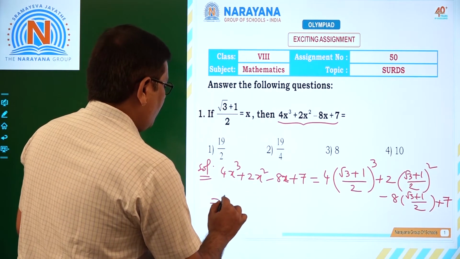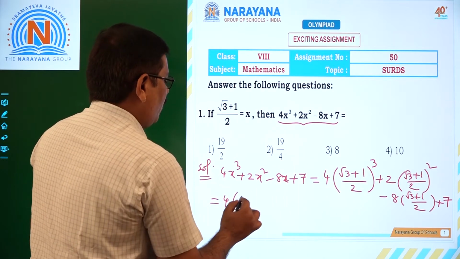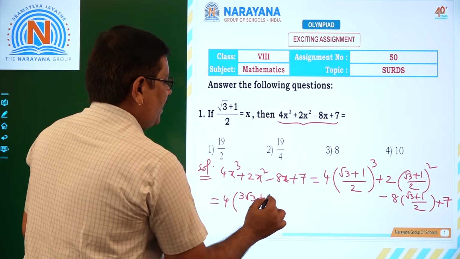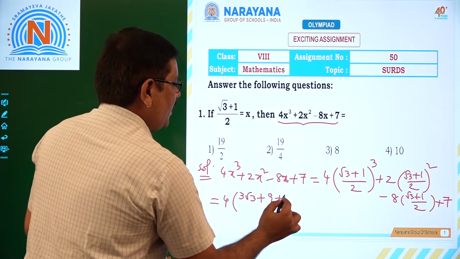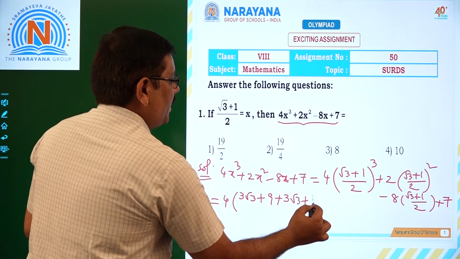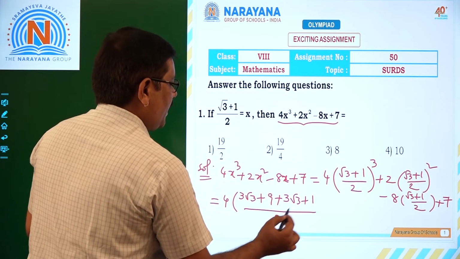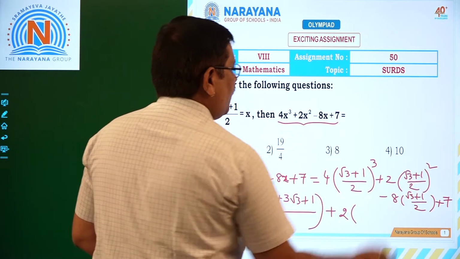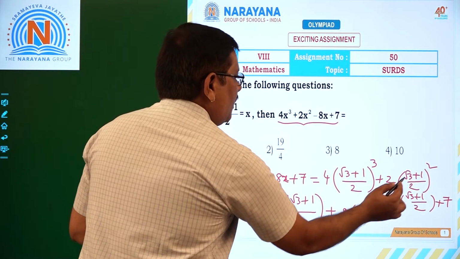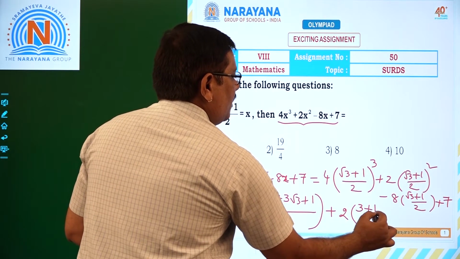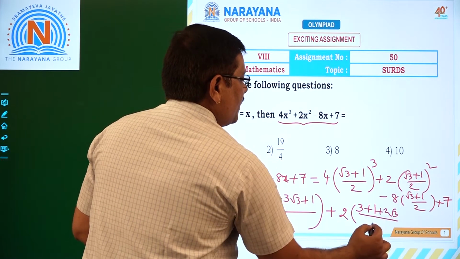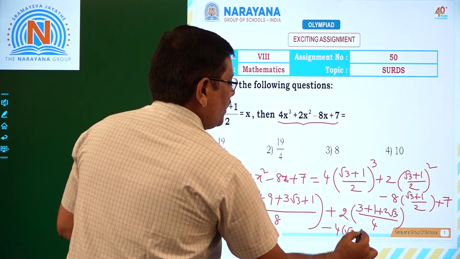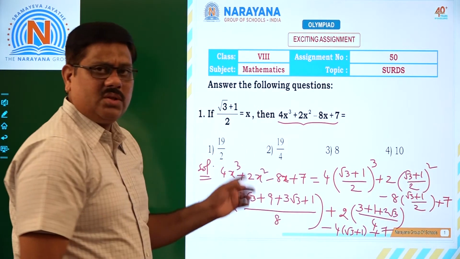That is otherwise 4 times, it is in the form of (a plus b) whole cube. What is that? a cube, that is 3 root 3, plus 3a square b, that is 9, plus 3ab square, that is 3 root 3, plus b cube, that is (1 by 2) cube, that is 8. Plus 2 times, here we have ((root 3 plus 1) by 2) whole square. So what are we going to have? (a plus b) whole square, that is 3 plus 1 plus 2 root 3, by 2 square, which is 4. Minus 8 times, that is 4 times (root 3 plus 1), plus 7. Now this is to be simplified.